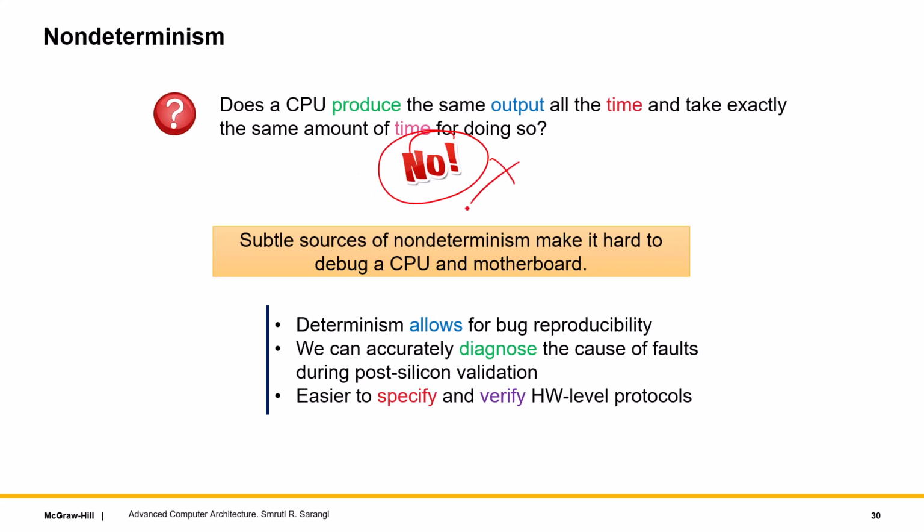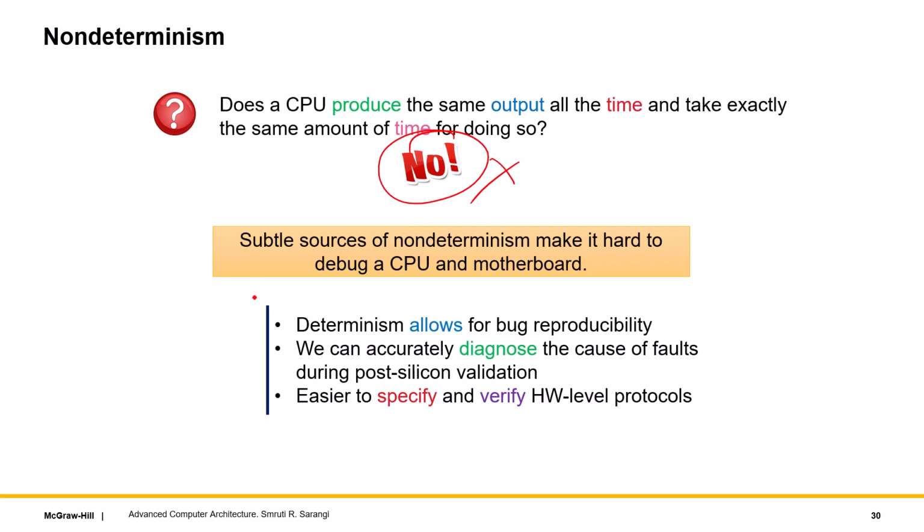Not the case, no. There are many sources of non-determinism that basically make the CPU produce different outputs taking different amounts of time. Of course, it doesn't mean that you write a C program and all the time it will give you a different output. So once it will print hello world, once it will print hi world and so on. That's not going to happen.